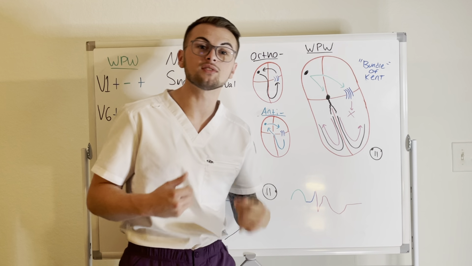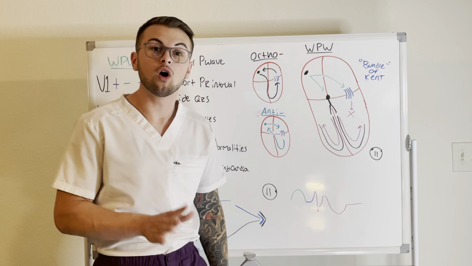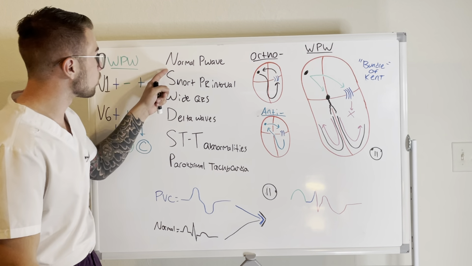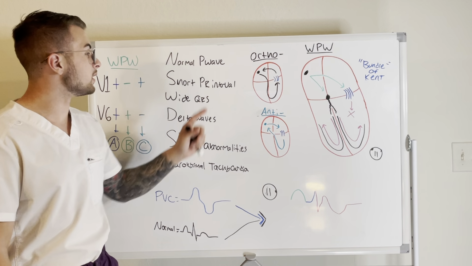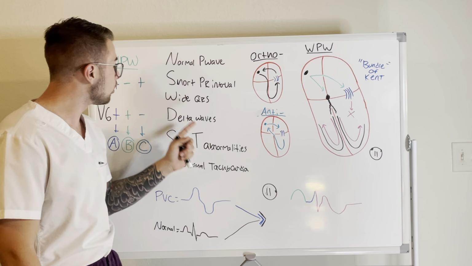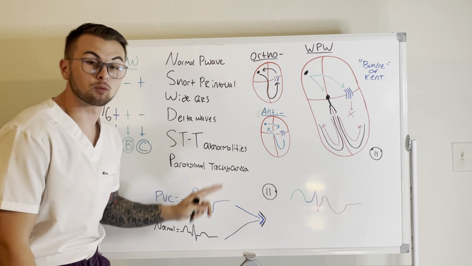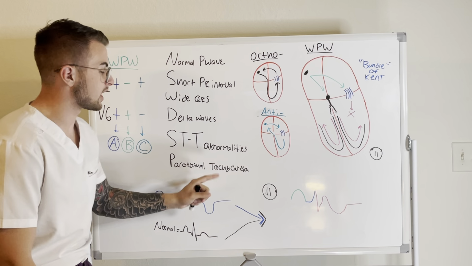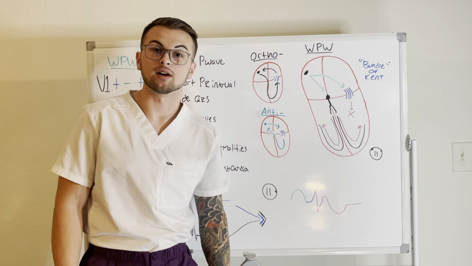So to remember all of the EKG manifestations associated with Wolff-Parkinson-White syndrome, all we have to remember is that normally short wide dudes sit pleasantly, or normal P waves, short PR interval, wide QRS complex due to delta waves, ST and T abnormalities with paroxysmal tachycardia, or a sudden, unpredictable bout of tachycardia.